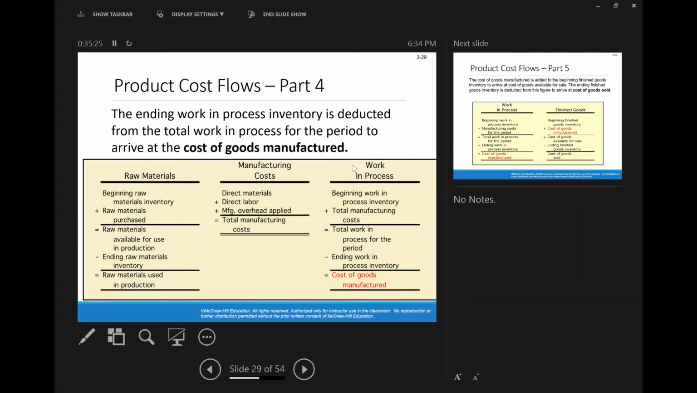Then at the end of the period, we look to see what's left in work in process and what's been pulled out of work in process that's been completed. If they give you the ending, you would just subtract it to come up with what was actually moved over to finished goods. If they say this much was moved to finished goods and ask how much the ending work in process was, you would do the same calculation. Take your beginning plus what was added, then subtract the cost that was manufactured, and you get your ending work in process number.